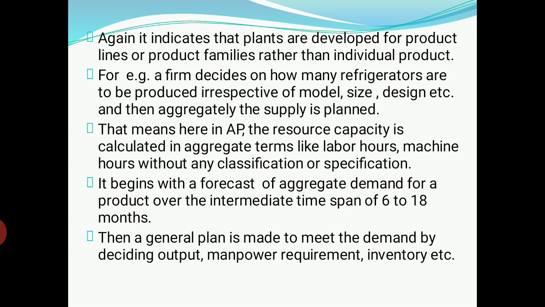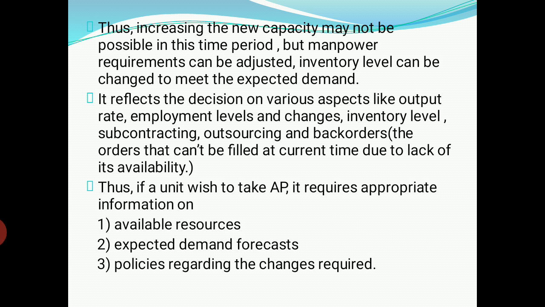It is known as the aggregate planning related to this intermediate period. This is a very important slide, pay attention to this. Increasing the new capacity may not be possible in this period. We know that increasing new capacity means buying. If we come to know that 150 units are required more, while 200 units are produced already on a regular basis by a manufacturing unit.